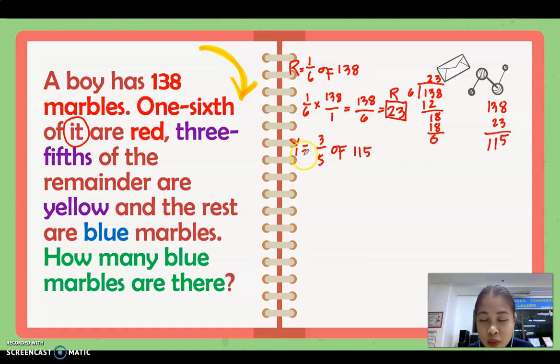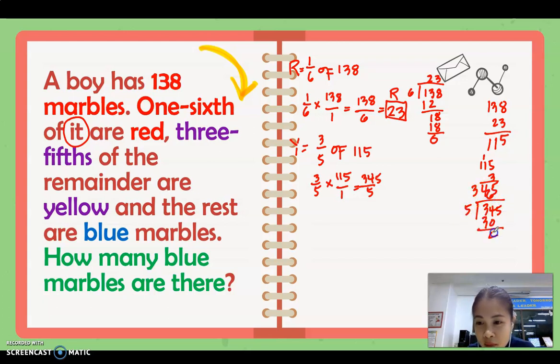So let's multiply so that we can find the number of yellow marbles. So 3/5 times 115 over 1. So 115 times 3 is 345. Then let's divide now. 345 divided by 5 is 69. There is no remainder, so the answer is 69. There are 69 yellow marbles, and the rest are blue marbles.